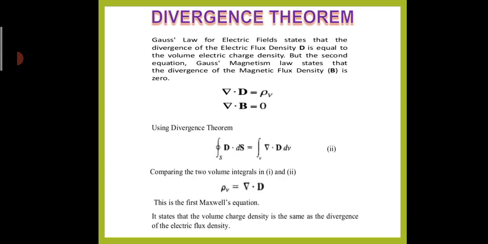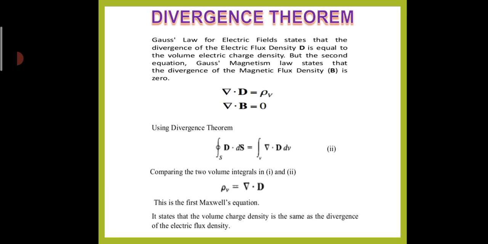Now, divergence theorem. Gauss's law for electric fields states that the divergence of electric flux density D is equal to the volume electric charge density. But the second equation, Gauss's law for magnetism, states that the divergence of the magnetic flux density B is zero. So del dot D equals rho v and del dot B equals zero.